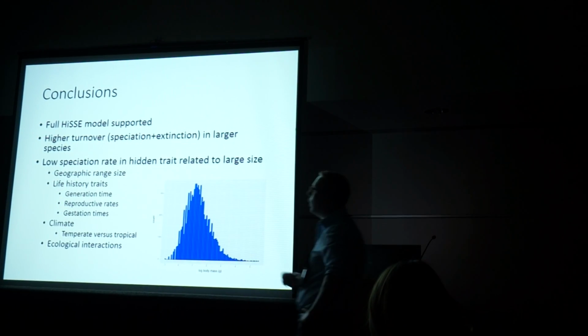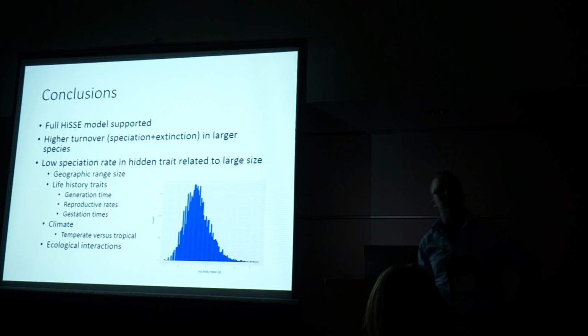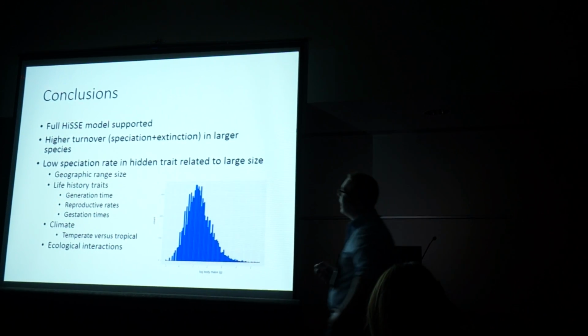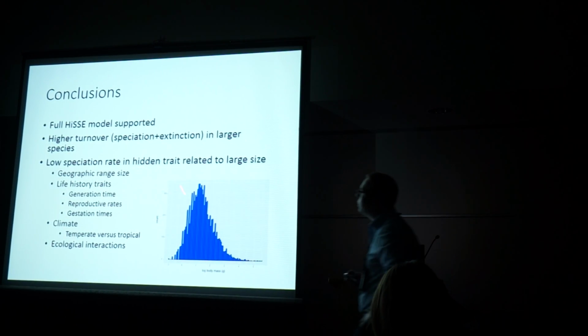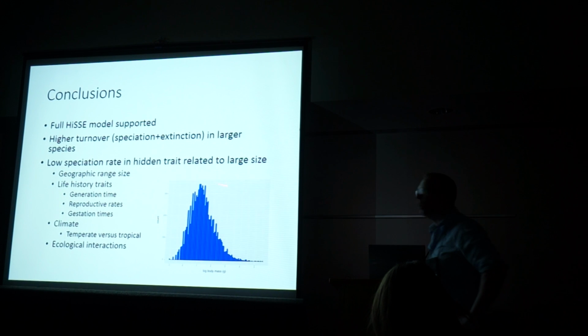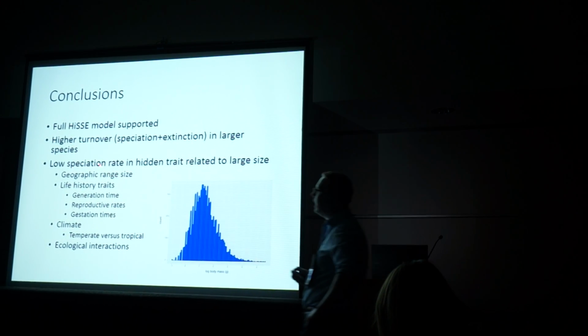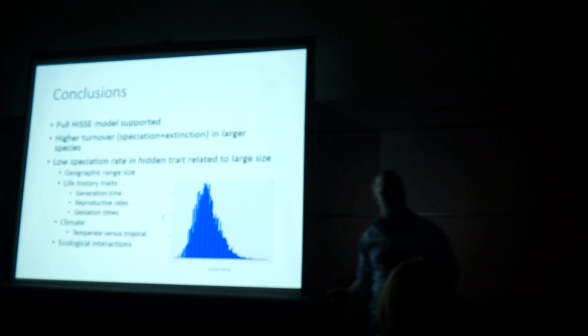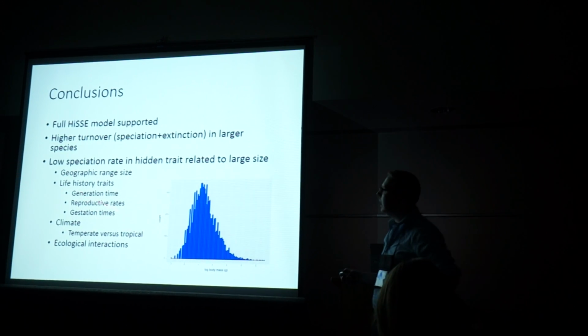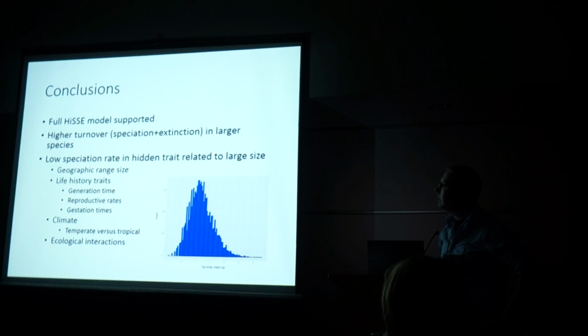So higher turnover, both speciation and extinction, in large animals. Again, low speciation rate associated with a hidden trait correlated with large size. This might have to do with geographic ranges, or other life history characteristics of large species, like generation time and reproductive rates.